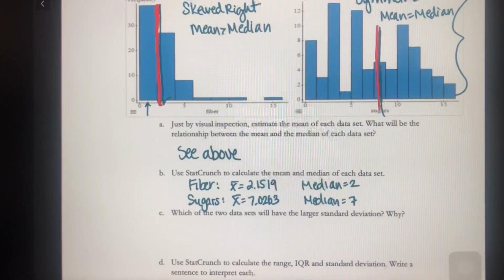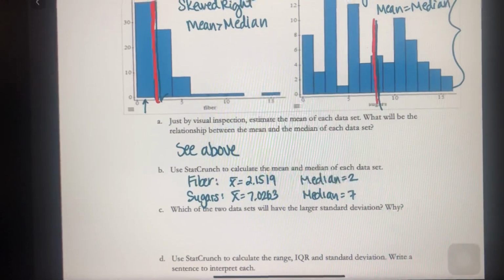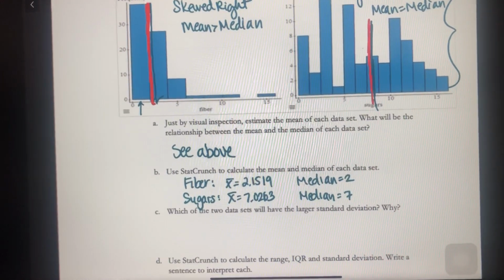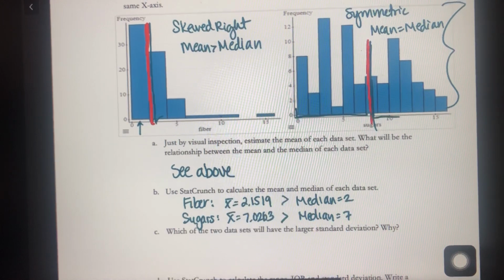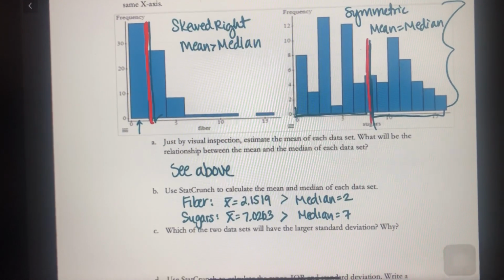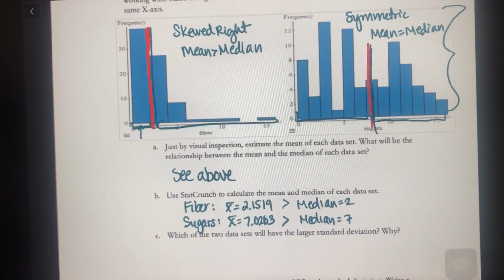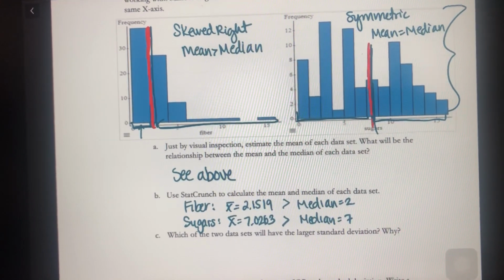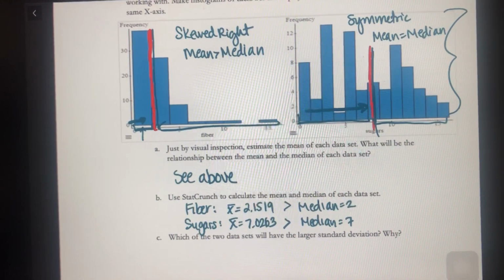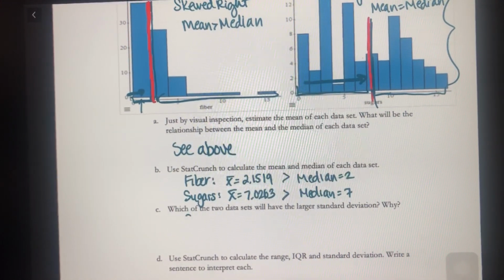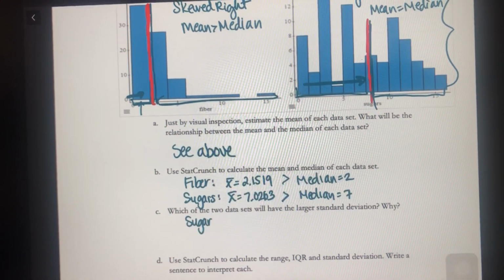Now, which of these two data sets will have a larger standard deviation and why? What they're asking is which one's more spread out? Is it going to be sugars? Is there a lot of data that's far away from here? Or is it going to be fiber that has a lot of data? It seems to me that this is pretty close to the mean. I would go with sugars. Sugar seems to be a little bit more spread out, but you have to do a visual inspection.